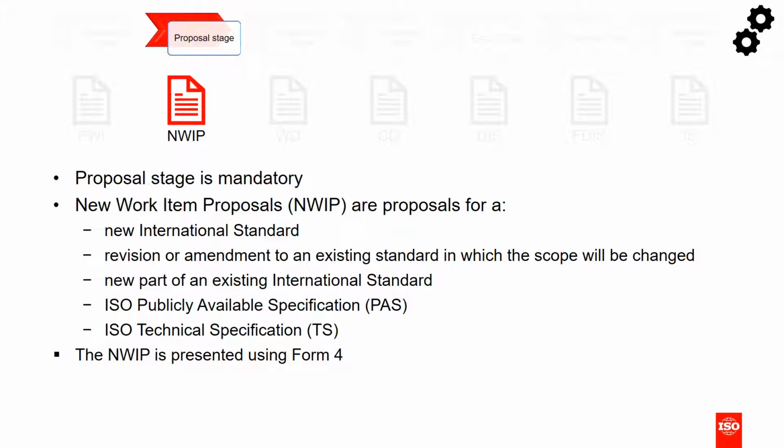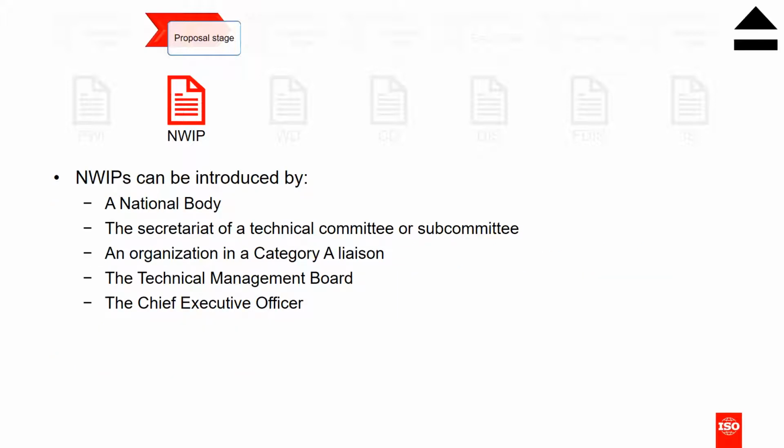The project is presented using Form 4, which includes details such as the scope of the project, justification for its development, and the type of deliverable. Most often, new work item proposals are introduced by a national body, but they can also be initiated by the Secretariat of the Committee, a Category A liaison, the Technical Management Board, or the ISO Central Secretariat Secretary General.